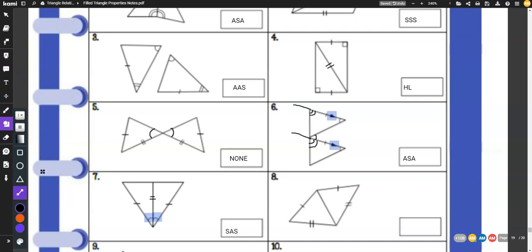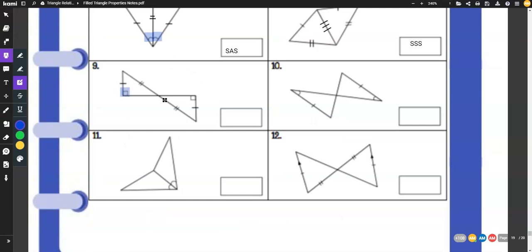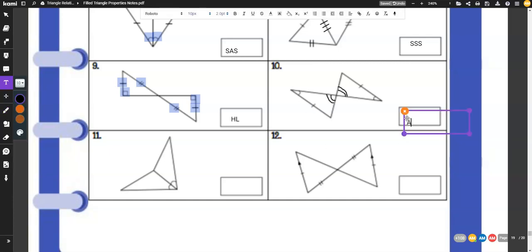All right, up next, number 8. Again, we have a shared side. Let's go ahead and mark that. And again, in this instance, we have side, side, side. Number 9, we have right angles. We're given the long side, which is across from the right angle, and we're given one of the short sides. So therefore, these ones are congruent by hypotenuse leg. Number 10, again, we have vertical angles. We're given 2 angles and a non-included side. That's going to be angle, angle, side.